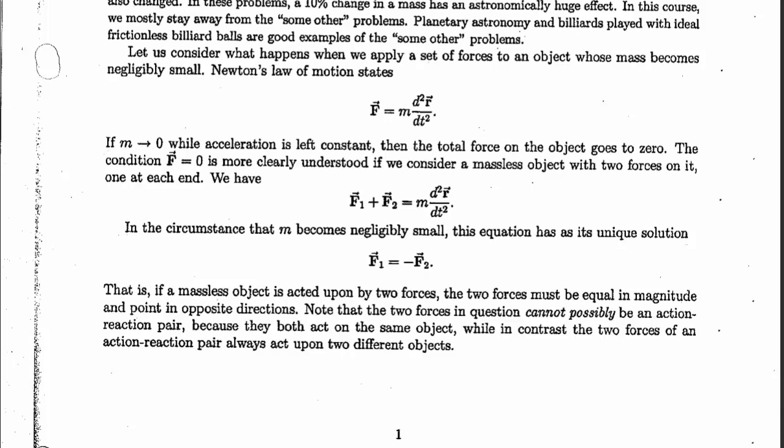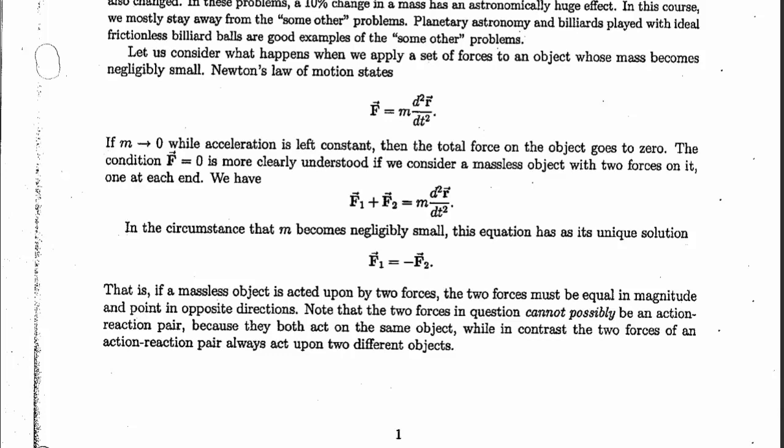In that case, Newton's second law has a unique solution, namely if we have two forces applied to a basically massless object, the two forces must be equal in magnitude and opposite in sign, because they have to sum to, for all practical purposes, 0.